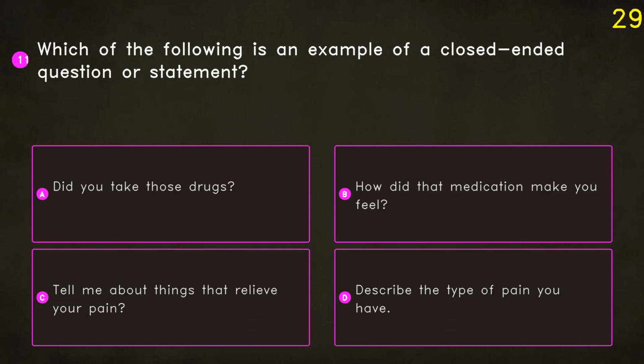Question 11. Which of the following is an example of a closed-ended question or statement? A. Did you take those drugs? B. How did that medication make you feel? C. Tell me about things that relieve your pain. D. Describe the type of pain you have.